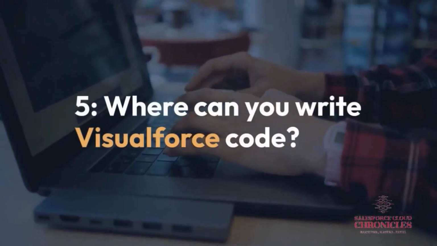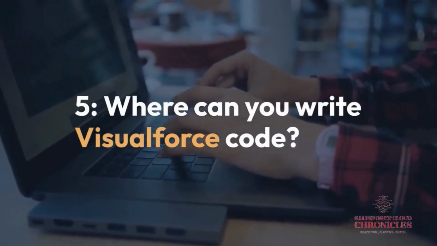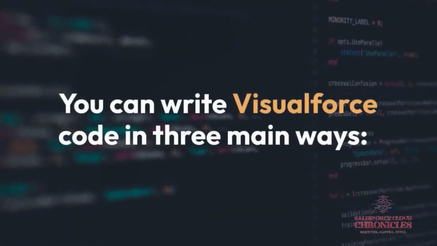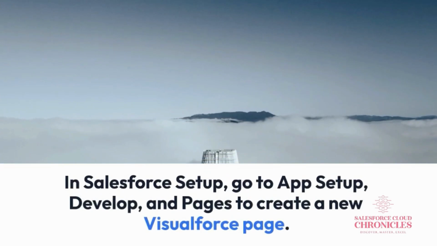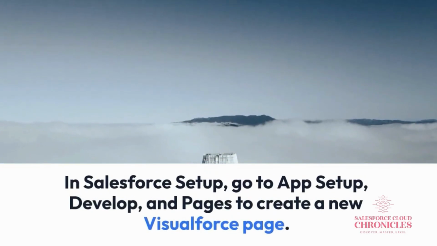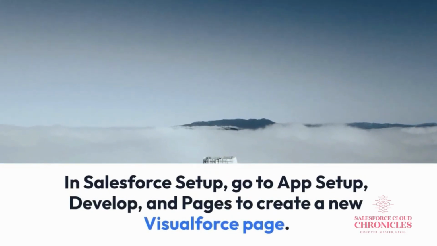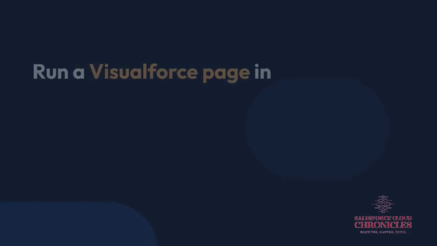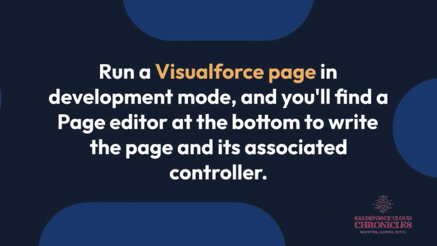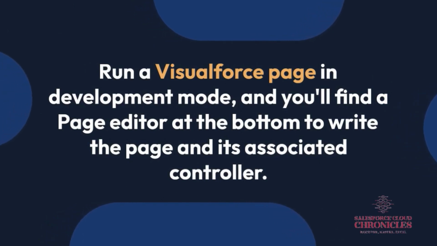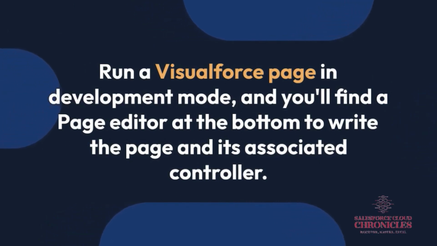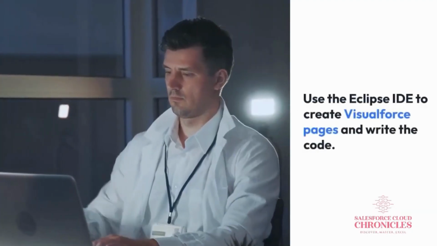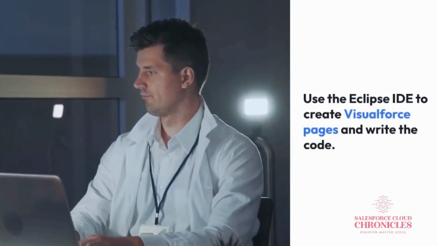Question 5. Where can you write Visualforce code? You can write Visualforce code in 3 main ways. In Salesforce Setup, go to App Setup, Develop, and Pages to create a new Visualforce page. Enable development mode in your personal settings. Run a Visualforce page in development mode, and you'll find a page editor at the bottom to write the page and its associated controller. Use the Eclipse IDE to create Visualforce pages and write the code.